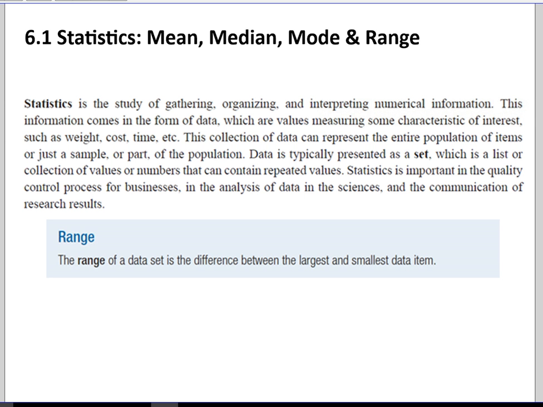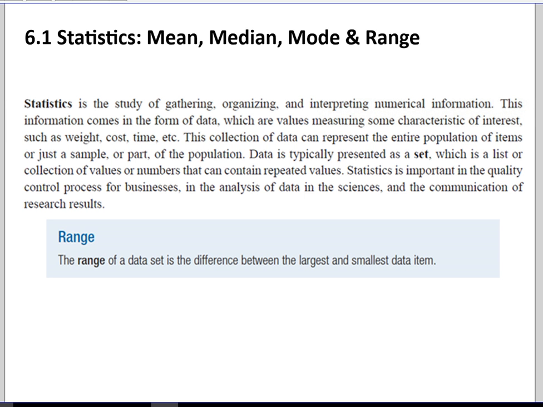Statistics is important in the quality control process for business, in the analysis of data in the sciences, and the communication of research results. And many of you are probably going to take a statistics class after 058.